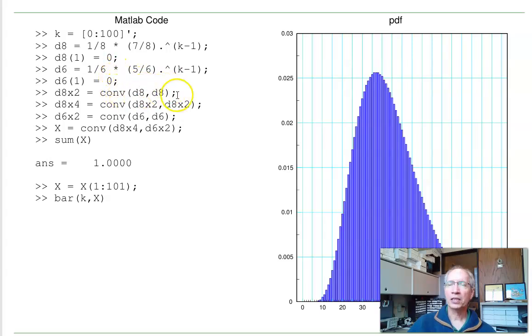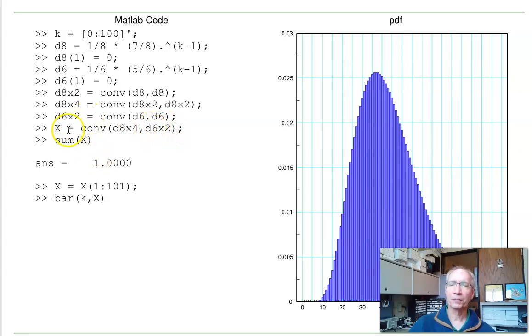Okay, 2 8-sided dice can involve d8 with d8. That gives you 2 8-sided dice. Convolve those, and I get 4 8-sided dice. Well, 2 successes on the 8-sided die, 4 successes on the 8-sided die, 2 successes on the 6-sided die. Combine them: 4 successes on the 8-sided die, 2 successes on the 6-sided die.